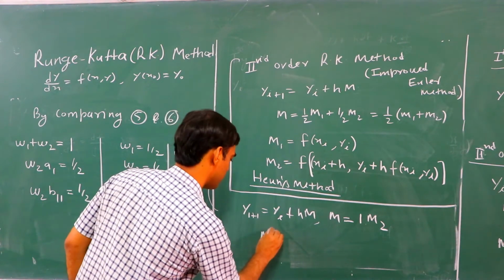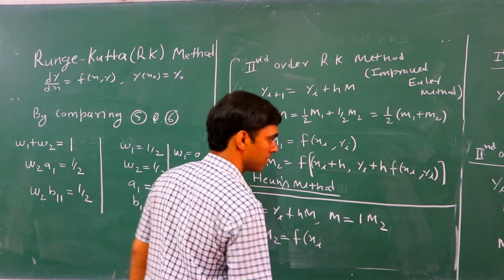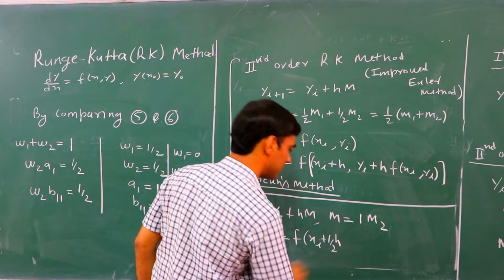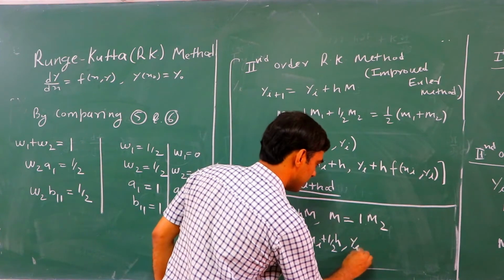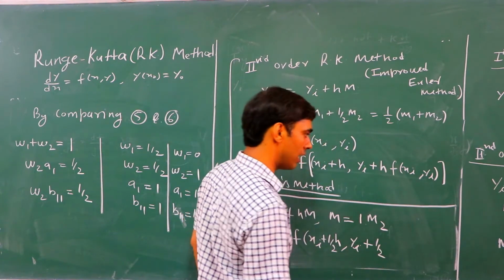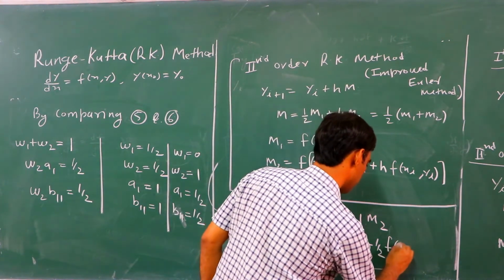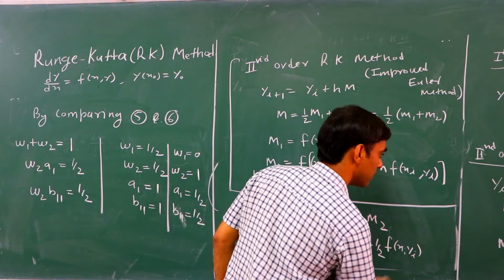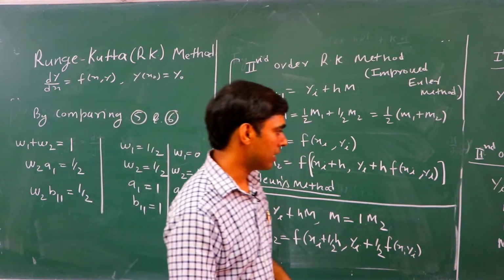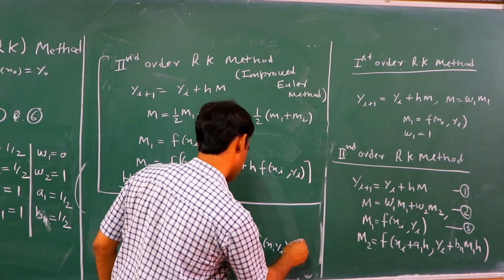m2 becomes f of xi plus a1h. What is the value of a1? 1 by 2, so xi plus 1 by 2 h, and yi plus b1, where b1 is 1 by 2, times m1. m1 is f of xi, yi. So m2 is f of xi plus h by 2, yi plus 1 by 2 f of xi, yi times h.